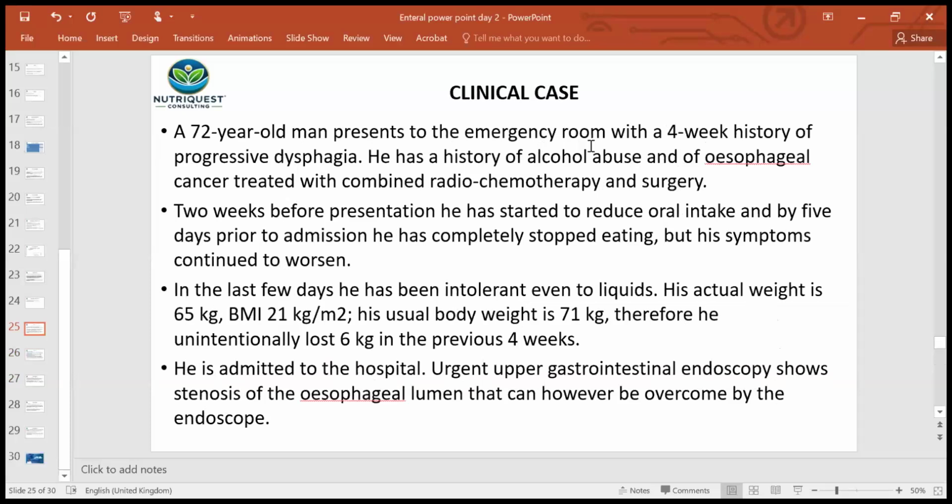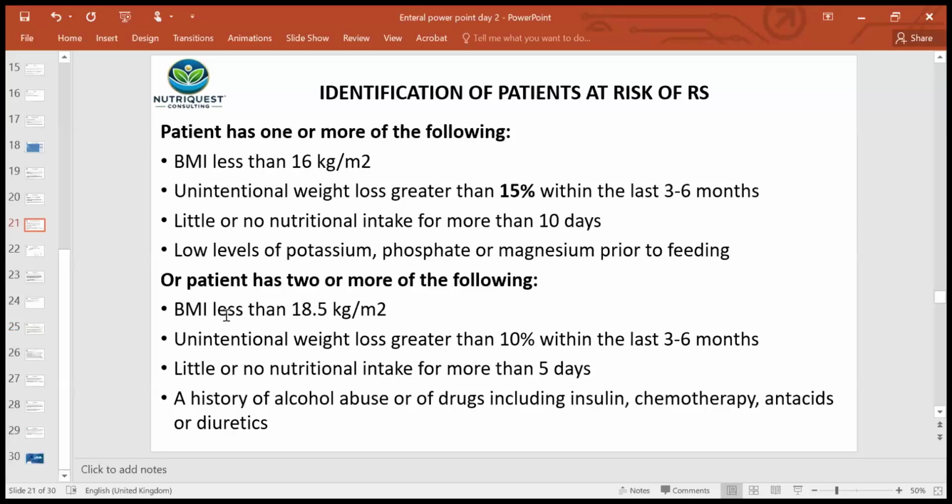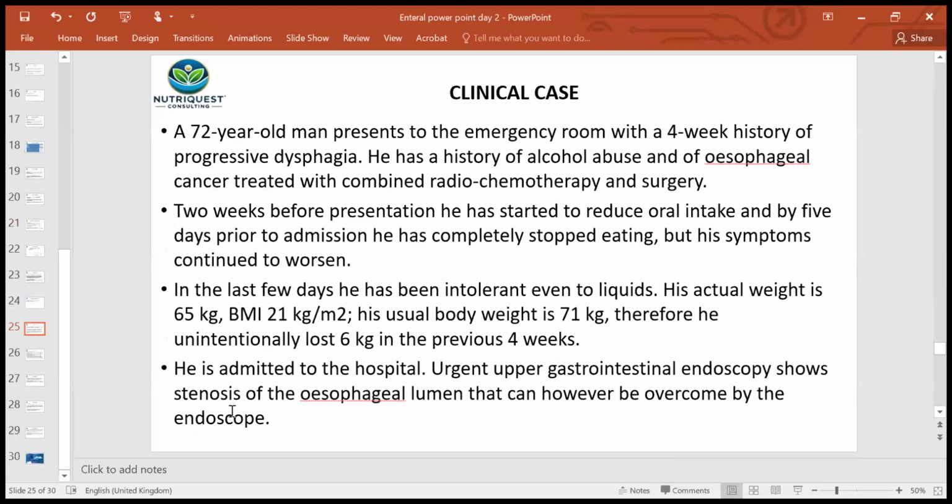He has a history of alcohol abuse and of esophageal cancer treated with combined radiation. Remember, chemotherapy, we also said, could be one of the issues to look into for refeeding syndrome. Then 2 weeks before presentation, he started to have reduced oral intake, and by 5 days prior to admission, he had completely stopped eating. So this is a patient who has not been eating for the last 5 days. And you remember, little or no nutrition intake for more than 5 days, this patient is already at risk of refeeding syndrome. History of alcohol abuse, drugs, insulin, chemotherapy, refeeding syndrome. Are we okay there? Is it making sense?